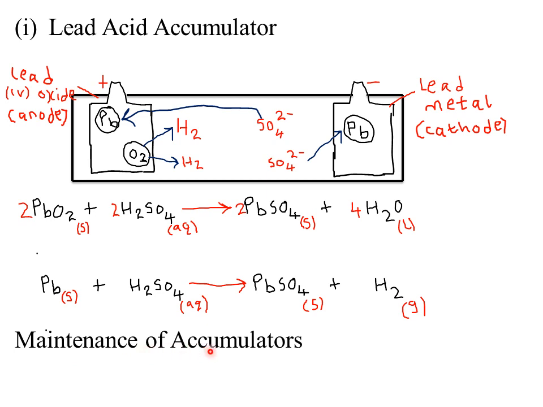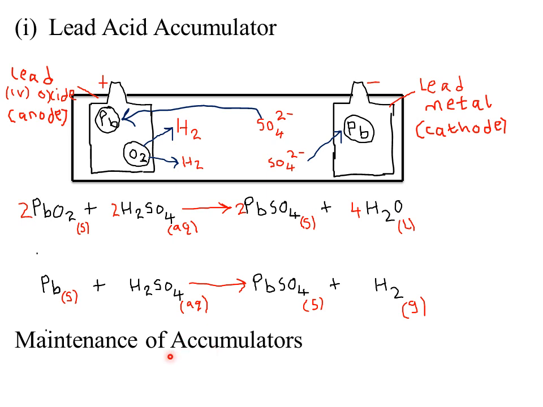So the first way of maintaining accumulators is that the level of the electrolyte should be checked regularly and maintained above the plates. Then topping up should be done by distilled water and not the acid. So acid can only be used in cases where there has been spillage. So the first way to maintain an accumulator is to ensure that the level of the electrolyte is checked regularly and maintained above the plates.